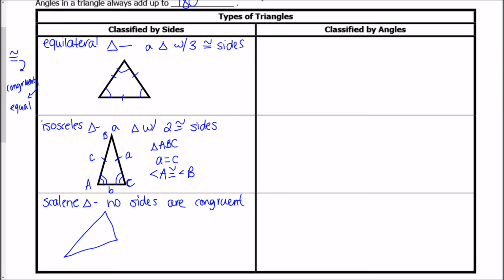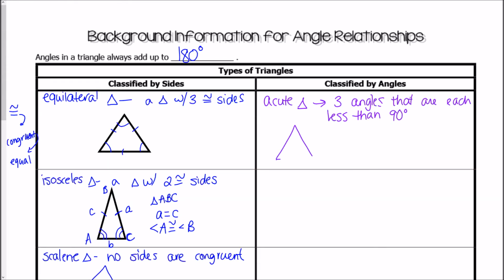So the first type of triangle by angle is called an acute triangle. And an acute triangle, we'll write acute triangle. It has three angles that are each less than 90 degrees. Okay, so for example, I could have a triangle that looks like this. This is 40, this could be 60, and this could be 80. It adds up to 180 degrees, and each angle is less than 90.